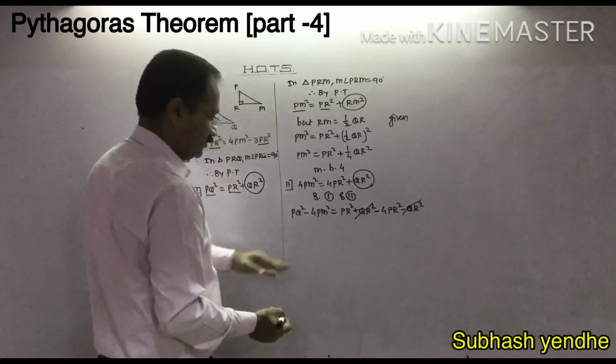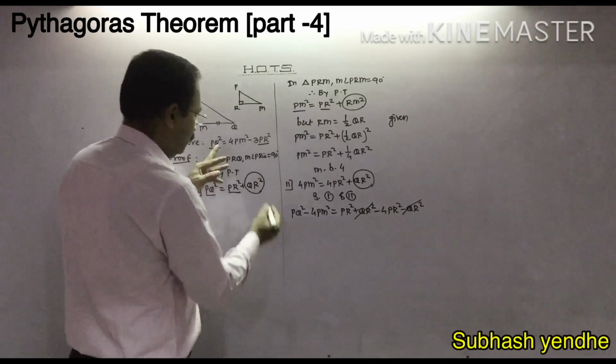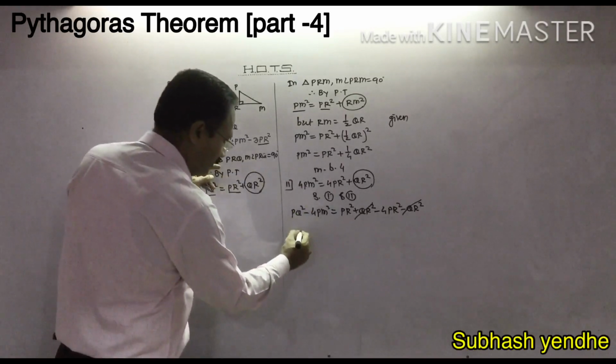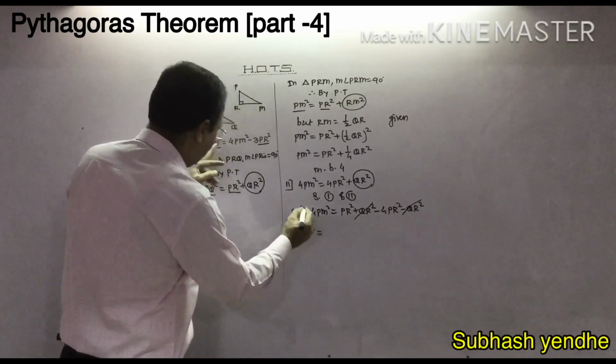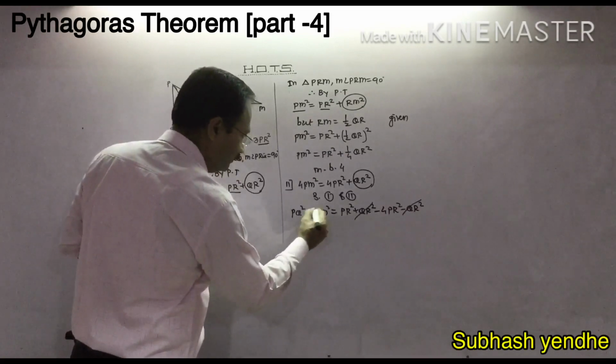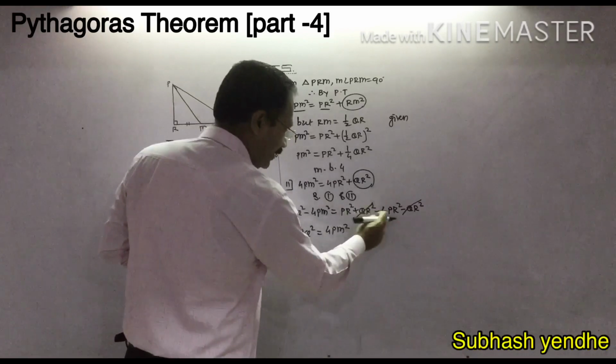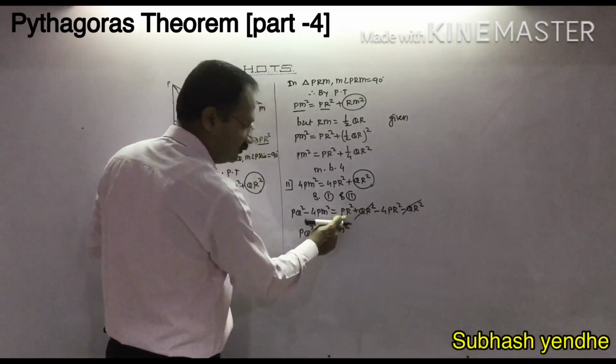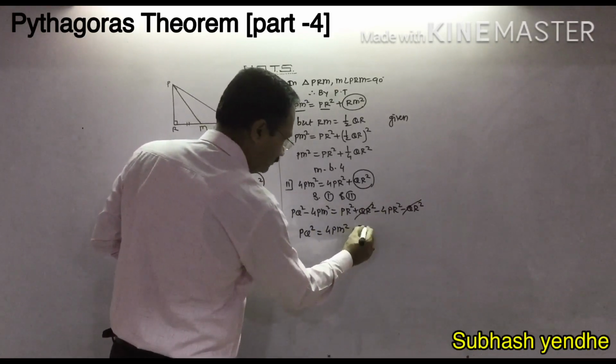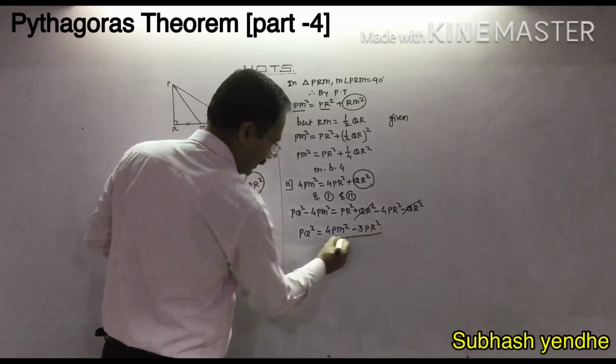Now we have to rearrange this one. So what I need is only PQ. So PM will go on that side. This is minus, it will be converted into plus 4 PM square. Minus 4 PR square plus 1 PR square, you will get 3 PR square.